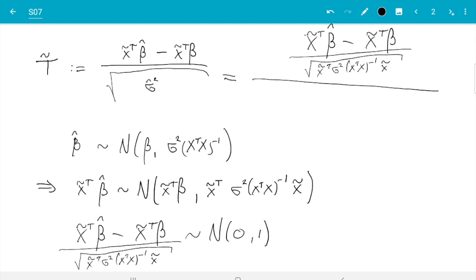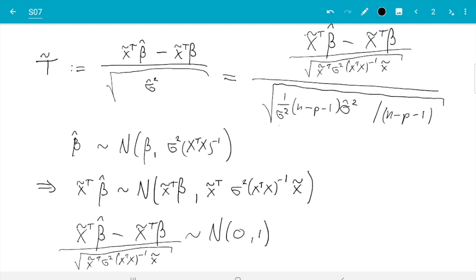And the denominator, as I said, we already know, so let's just recall that. So if we have 1 over sigma squared, n minus p minus 1 sigma hat squared divided by n minus p minus 1, then that comes out right, because then that one here is chi squared distributed with n minus p minus 1 degrees of freedom, and we divide by the degrees, so that's all okay for a t-distribution. And then the last step is also like we have seen it before, namely we need to argue numerator and denominator are independent, but that is clear because beta hat and sigma hat squared are independent, and that is just a function of beta hat in the numerator and a function of sigma hat squared in the denominator.